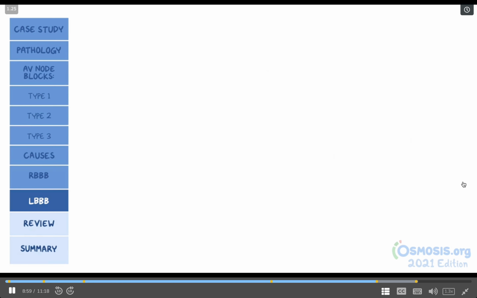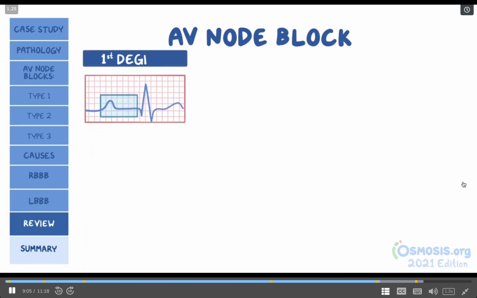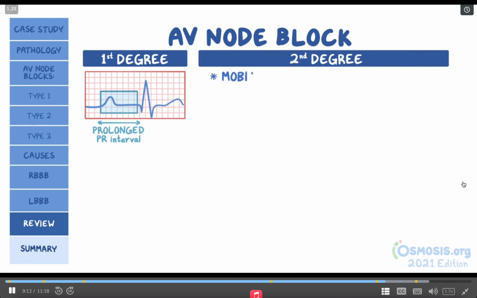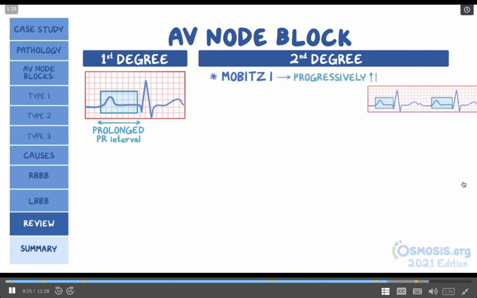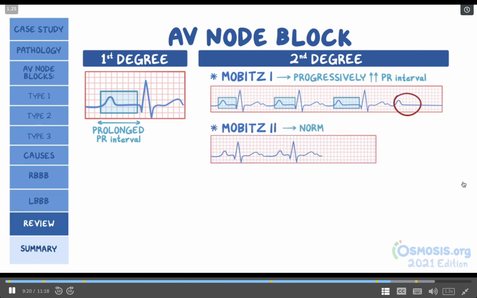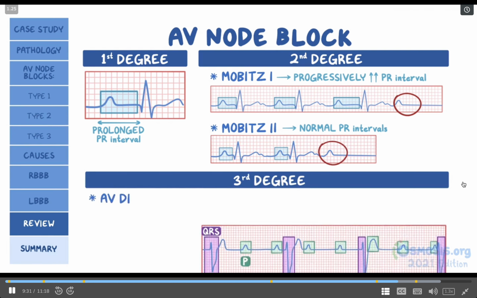All right, as a quick recap. AV node block is divided into 3 major subtypes. First degree AV block is simply a prolonged PR interval. Second degree AV block has 2 subtypes, Mobitz 1 and Mobitz 2. Mobitz 1 is characterized by a progressively prolonged PR interval followed by a dropped beat. Mobitz 2 has a normal PR interval followed by a sudden dropped beat. In third degree AV block, there is no relationship between the P waves and QRS complexes, a phenomenon known as AV dissociation.